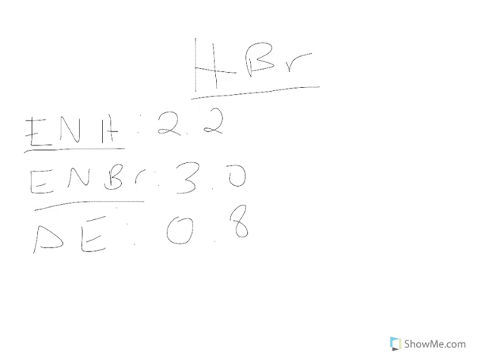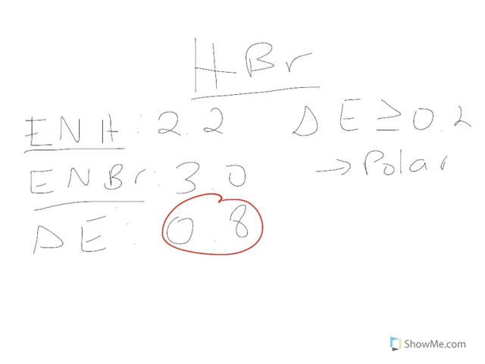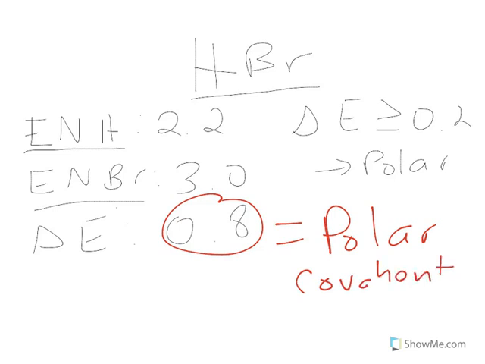Here you're always going to find essentially the absolute value of the difference. So you're subtracting the smaller value from the larger value, so you'll always end up with a positive delta E. Based on our rule, we know that if the difference in electronegativity is greater than or equal to 0.2, we have a polar bond. Our delta E is 0.8, so we must have a polar covalent bond.